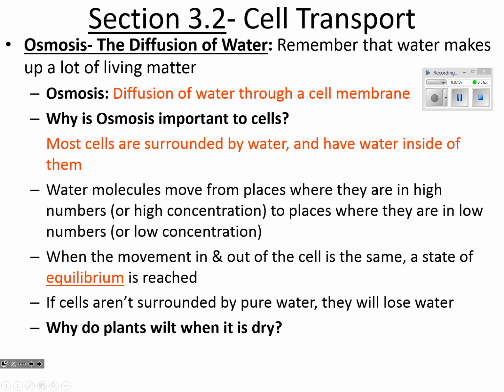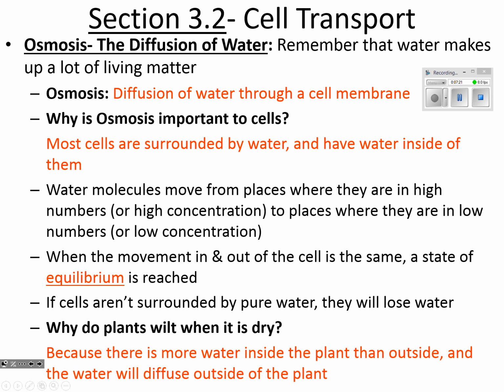Now, if there's not a lot of water surrounding a cell, then the cell's water wants to leave it. It wants to go outside of it. And that is something that plants experience, and we actually experience this too. And the reason plants dry up is because there's more water inside the plant than outside the plant. And the water diffuses to the outside.